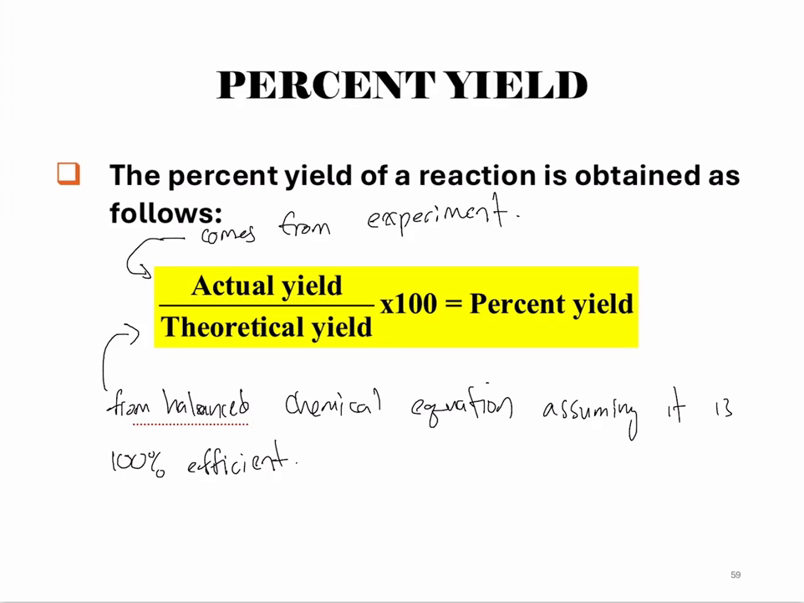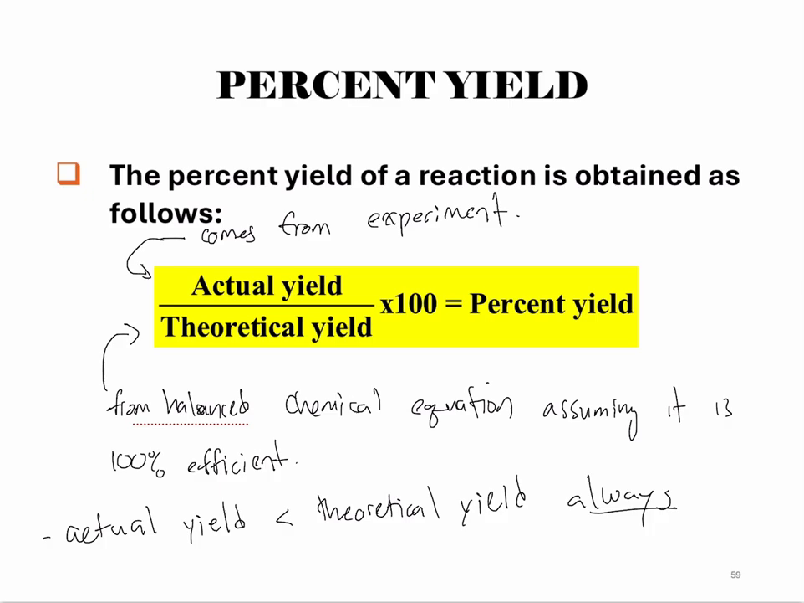We have the theoretical maximum that we can make, but most likely you're not going to get 100% efficiency because there might be some side reactions. Maybe one of your reactants gets oxidized and doesn't participate in the reaction. It's never going to be 100% efficient. So the actual yield is always going to be less than the theoretical yield. Always.